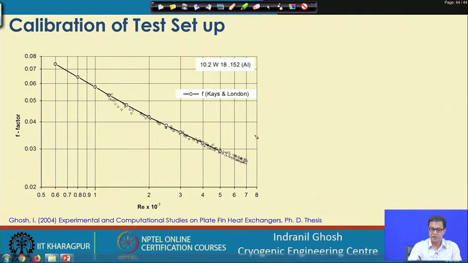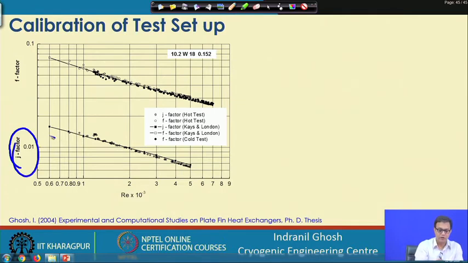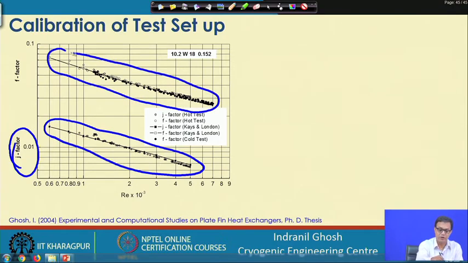So, this is basically the cold test, where we did not use the steam, only the air was flown through the heat exchanger test surface. This is how we measured the friction factor, and then in presence of the steam we generated the friction factor and also the heat transfer coefficient, or the j factor. Here we can see that the j factor and the friction factor are almost following the results given by Kays and London.